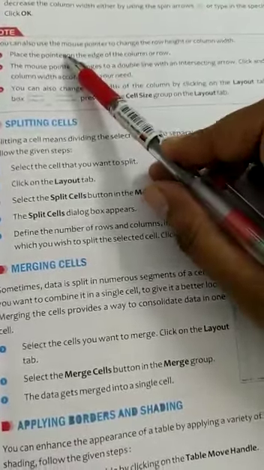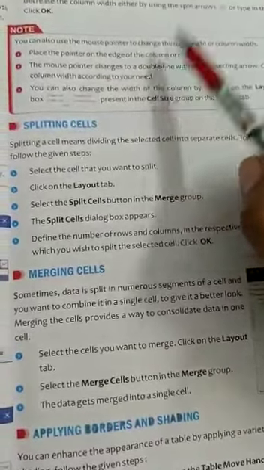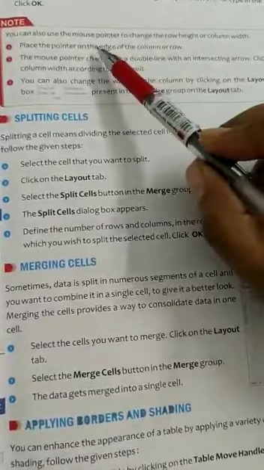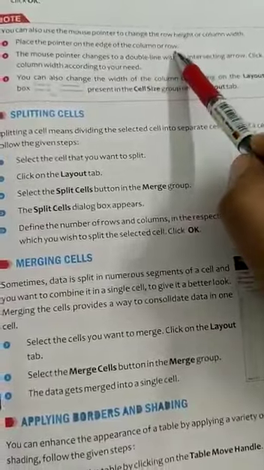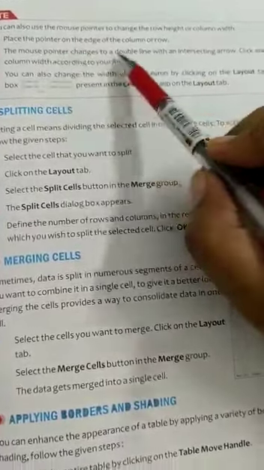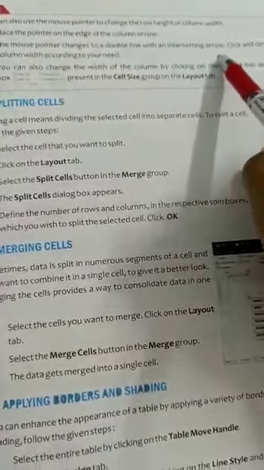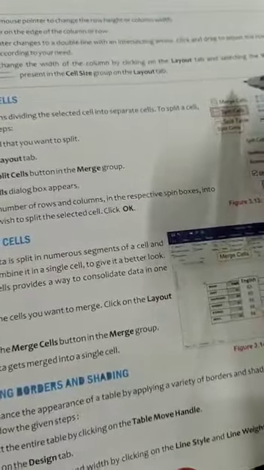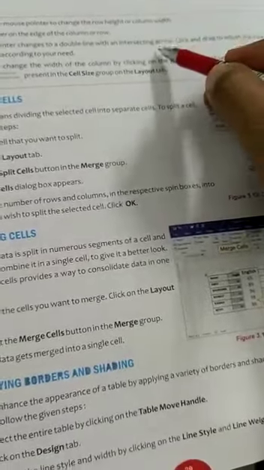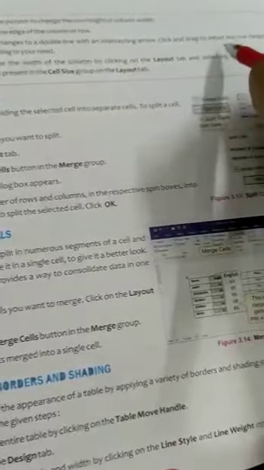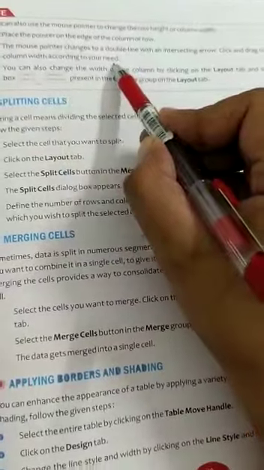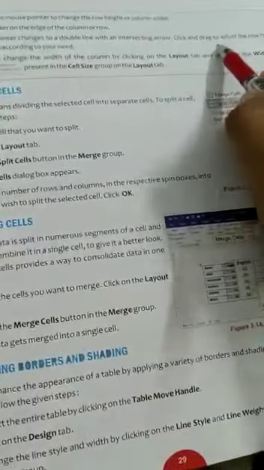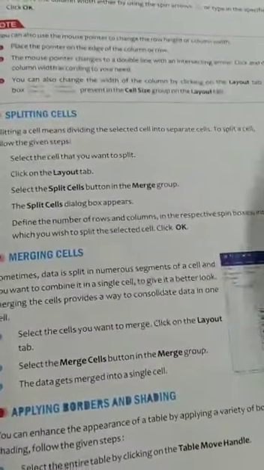Place the mouse pointer on the edge of the column. If you want to change the column width, then place it on the edge of the column, and if you want to change the row height, then place it on the edge of the row. Then the mouse pointer changes to a double line with an intersecting arrow. Click and drag to adjust the row height or column width according to your need.